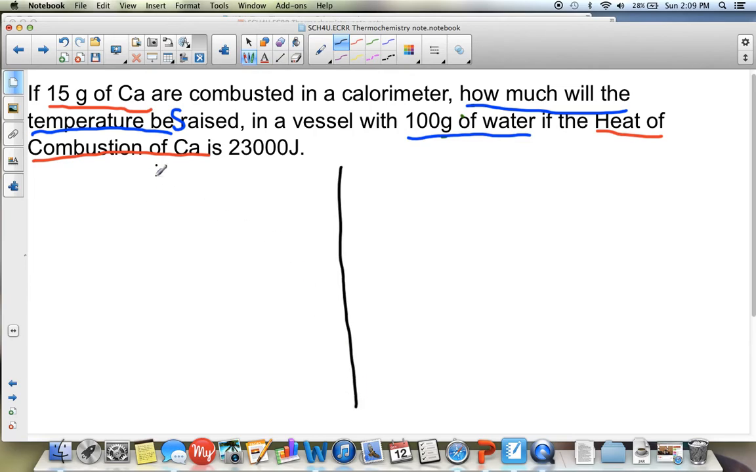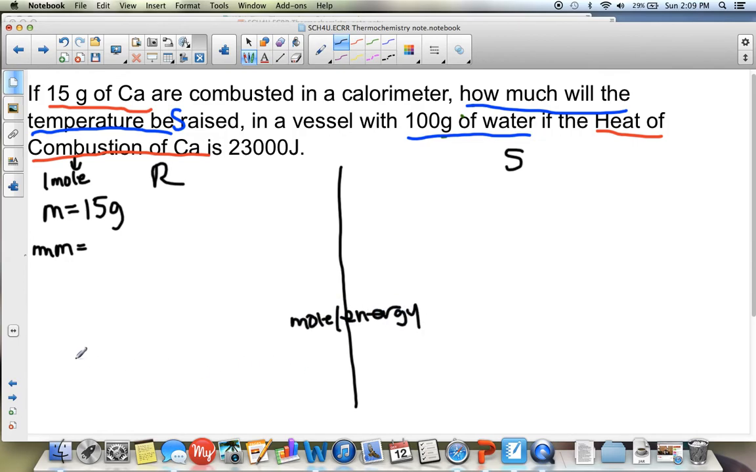Make sure you set up your 2 columns and put the information on. Try it, and then give it a play and see how you did. Okay, welcome back. So let's list our variables. Mass. Because we're dealing with heat of combustion, this is going to be per 1 mole. So we know that we're going to have to set up a mole energy ratio.